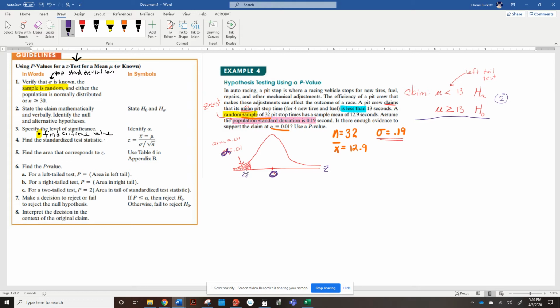Now, we have an area. How do we find a z-score? This is what, chapter 5? You just took your test over it. So how do we do that? You've got 3 choices. You can use a table, you can use a calculator, or you can use StatCrunch. Let's use the table first.